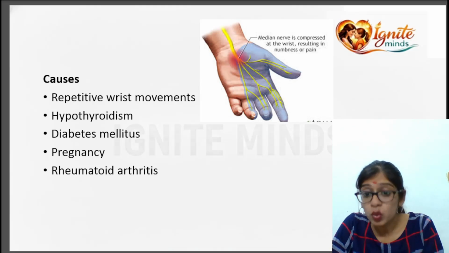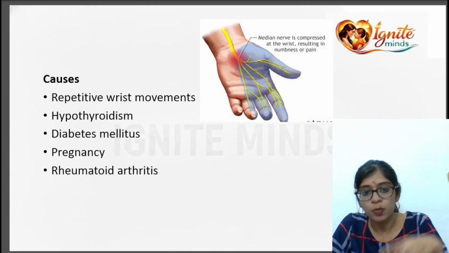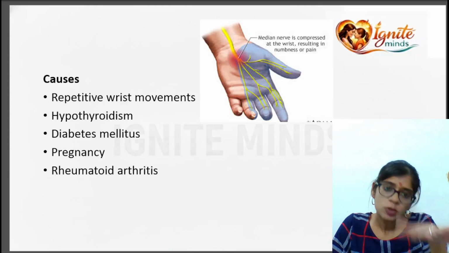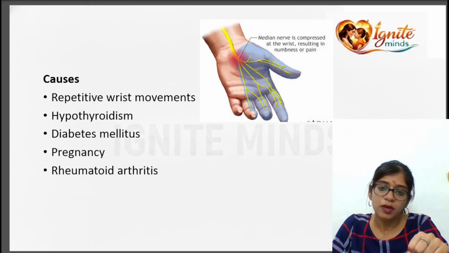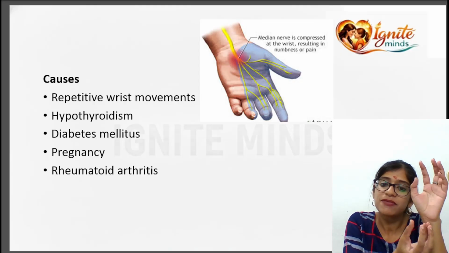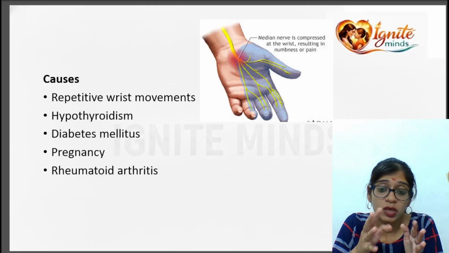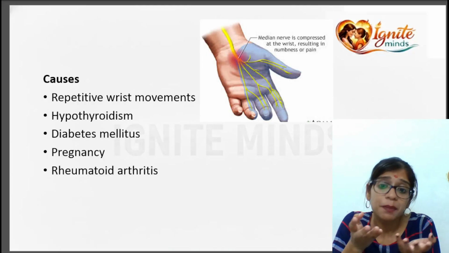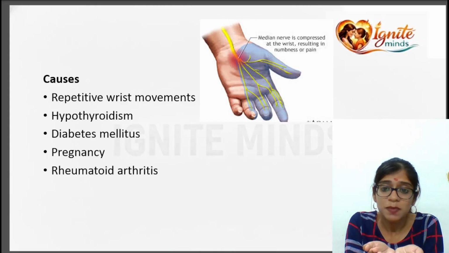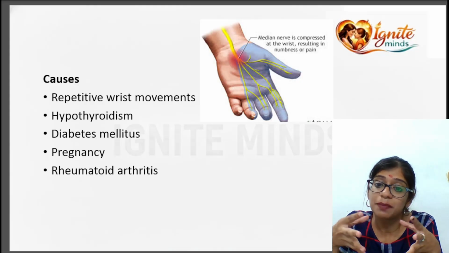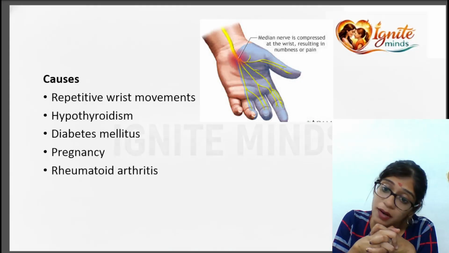Okay, so due to some reasons, it could be pregnancy, rheumatoid arthritis, diabetes mellitus. Most of these reasons that I've listed here cause inflammation of the tendon sheath. Now when the already nine tendons are there and these get inflamed, what happens? The carpal tunnel is a small space also. So there is a chance that the median nerve can get compressed. Understood?